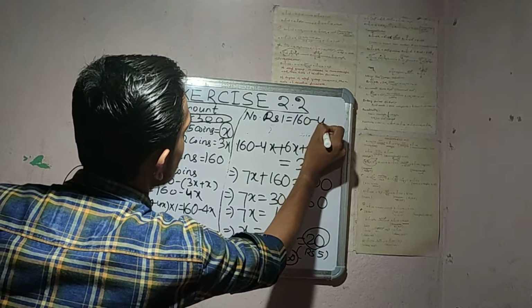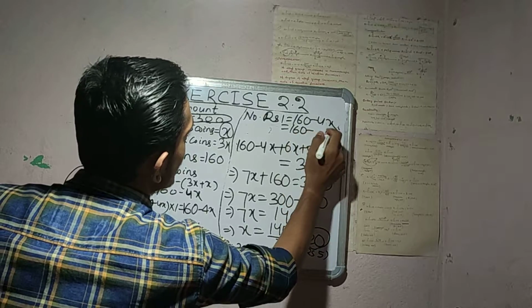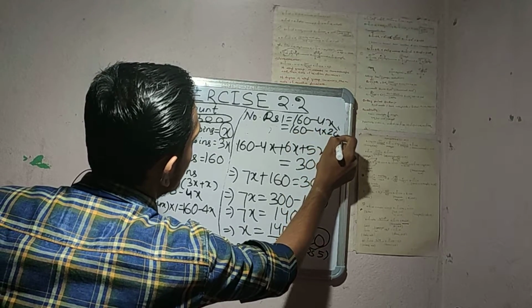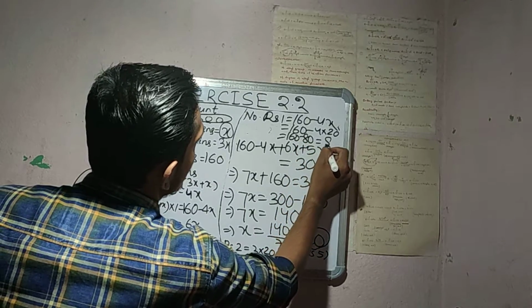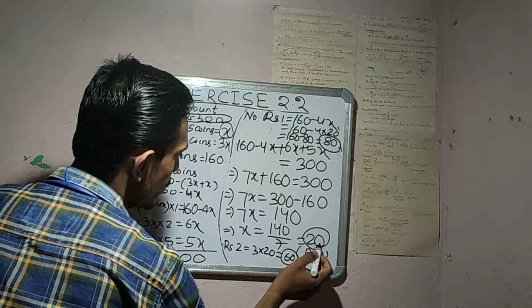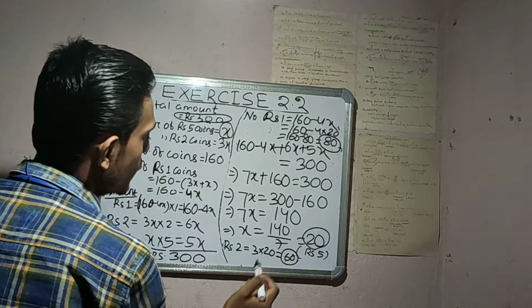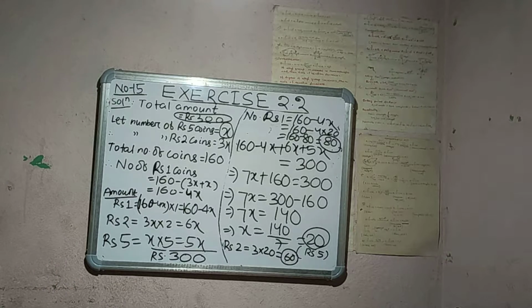The number of 1 rupee coins is 160 minus 4x, that is 160 minus 4 multiplied with 20, that is 160 minus 80, that is 80. So this is the 1 rupee denomination, this is the 5 rupee denomination, this is the 2 rupee denomination. That is the number of coins. So you have to find the number of coins this way.